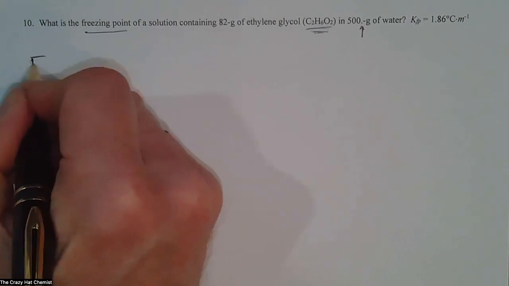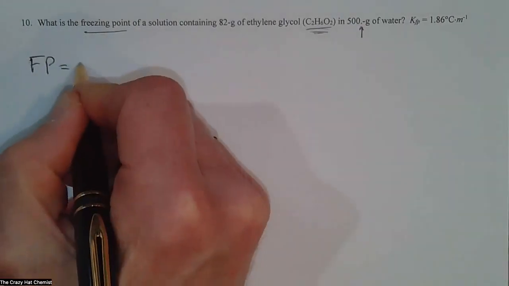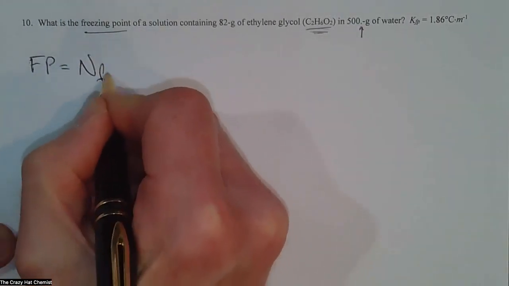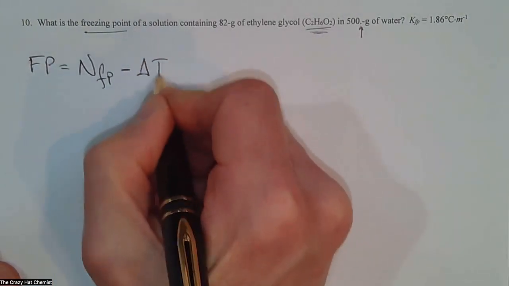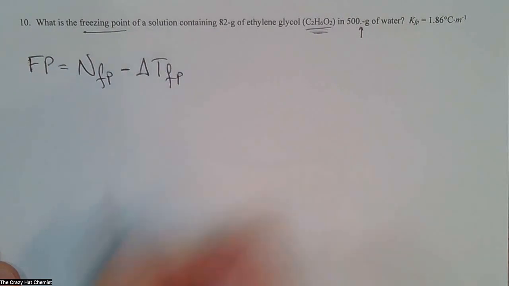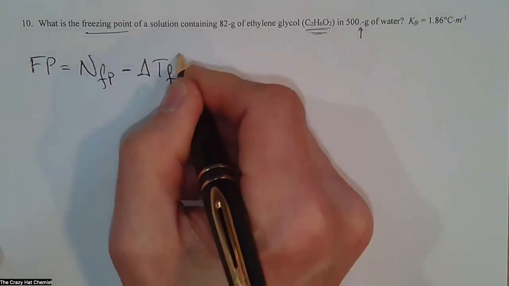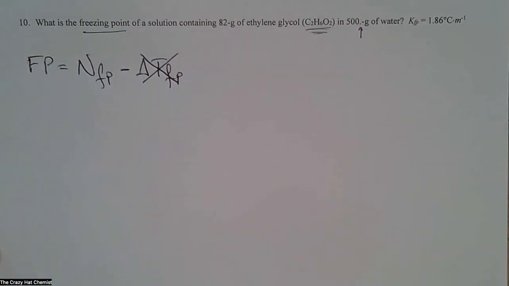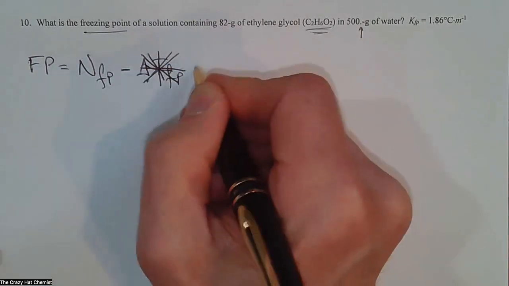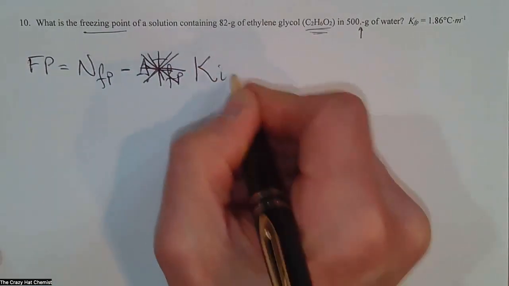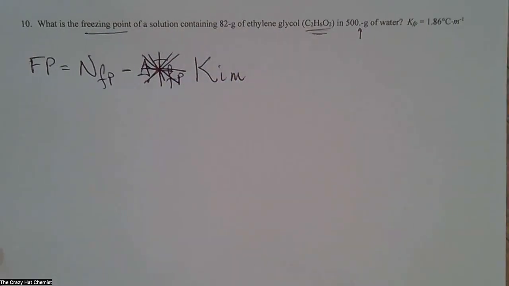So here we go. Freezing point is equal to the normal freezing point minus the change in temperature of the freezing point. Okay, and what we're going to do is cross out the change in temperature of the freezing point, because that is going to equal what? That's going to equal Kim. So hopefully that makes sense.